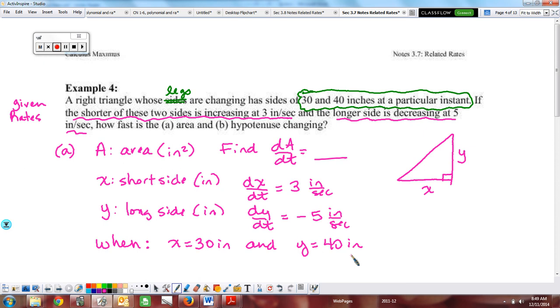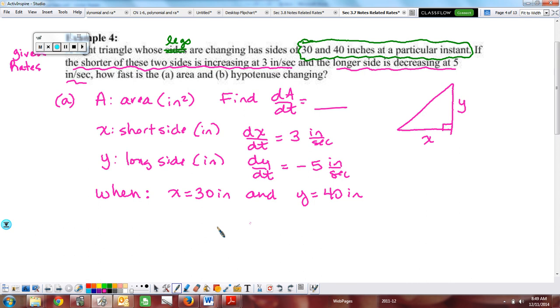So I identify the quantity and the rate I'm trying to find, the quantities and rates I'm given, and then I identify the instant. This is just writing down the information from the problem. The very next thing you're going to do is write down your quantity equation, the formula that relates your variables together. I have the variables A, x, and y, and this requires knowledge of geometry. How do you find the area of a triangle? Area equals 1/2 base times height. So I write my quantity formula down.